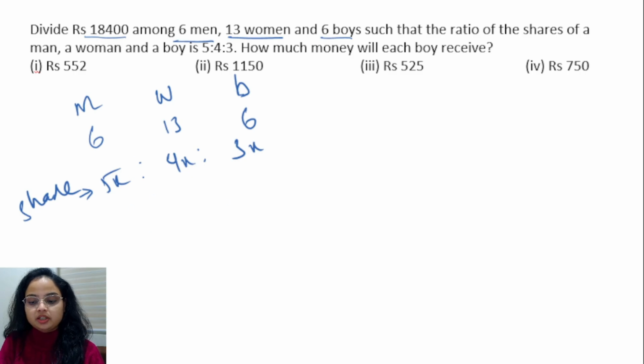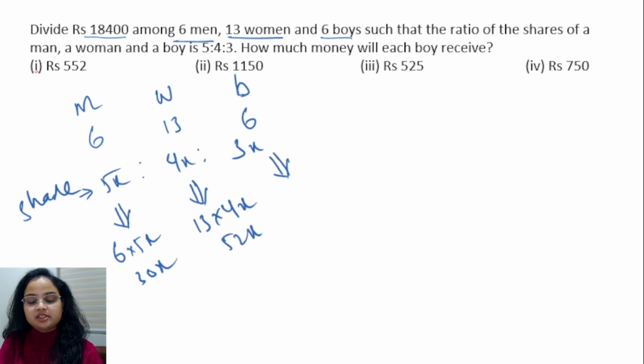What is the total amount that all the 6 men get? It is 6 into 5x, it is 30x. And what is the total amount that 13 women get? It is 13 into 4x, it is 52x. What is the total amount that all the 6 boys get? It is 6 into 3x, it is 18x. Now here the total amount is 18,400.